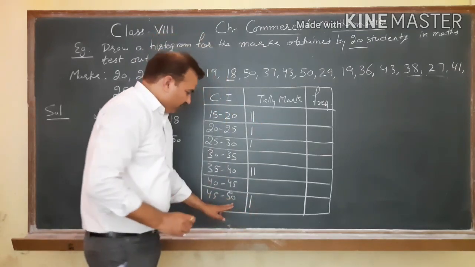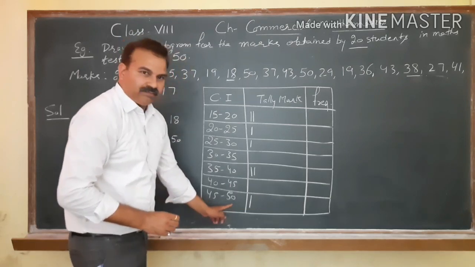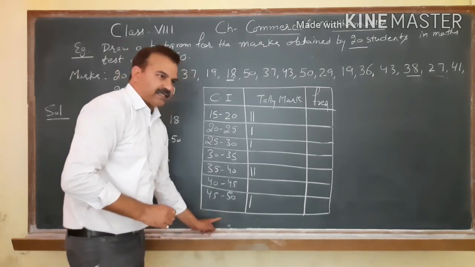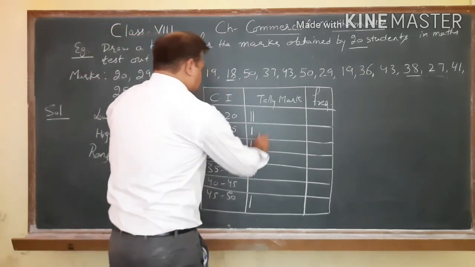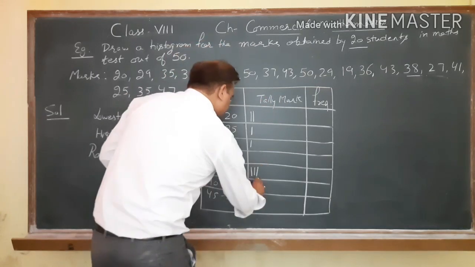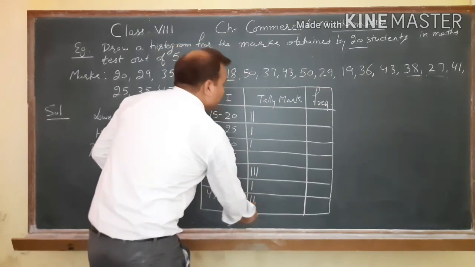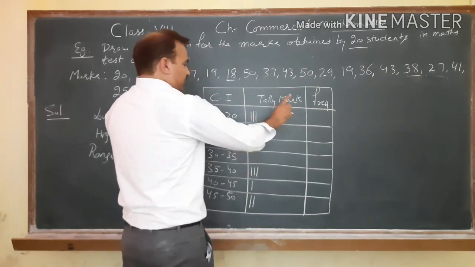Now please have a look. 50 here is in the second, that is the upper limit. As it is the last number, for this we will not write the next class interval. 50 will come under this only. After 50, next is 37, then 43 in this one, then again 50, then 29, and then 19, and then 36.